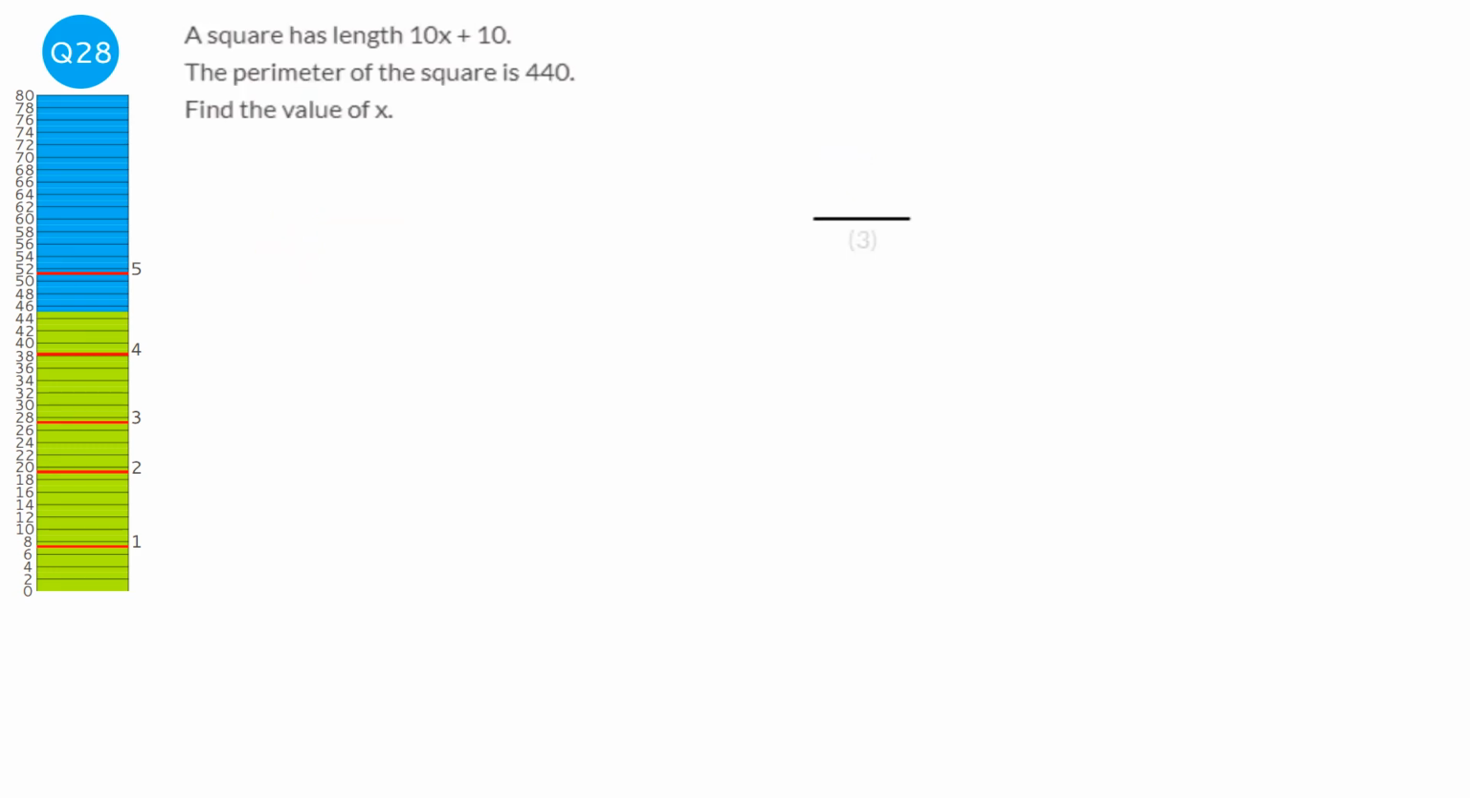First thing I'm going to do is just draw the square out, and we know the length of it is 10x plus 10, but it is a square, so that's the same all the way around it.